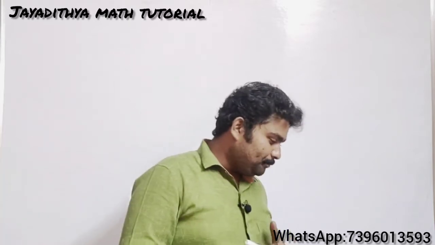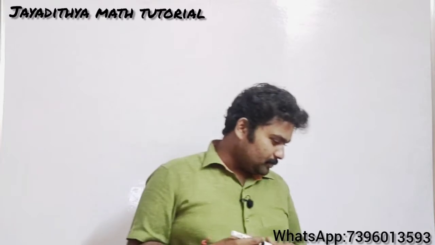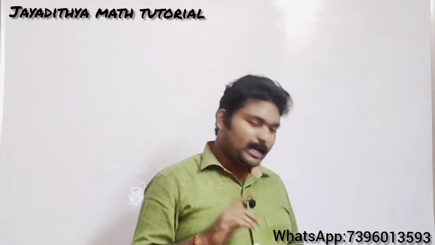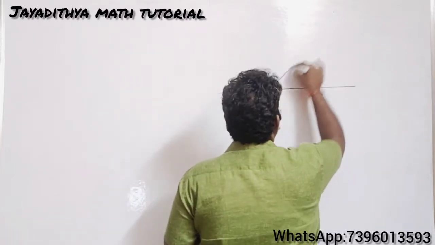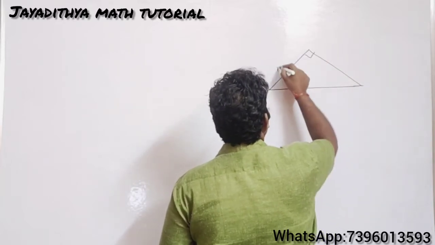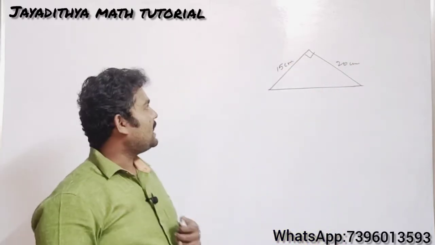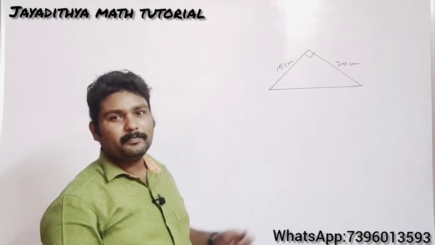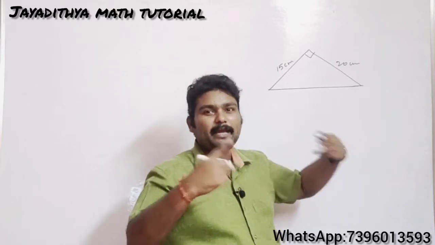So what is the problem actually? A right triangle whose base and height are 15 and 20 centimeters respectively is made to revolve about its hypotenuse. So see here, let us take this as a right angle triangle. Let us take this as the base. Its base is 15 centimeters and height is given as 20 centimeters. Base and height are given as 15 and 20 centimeters, and imagine a rope tied on the hypotenuse and it is made to revolve now.